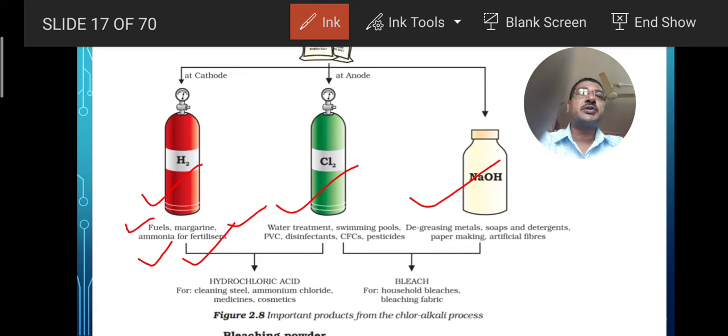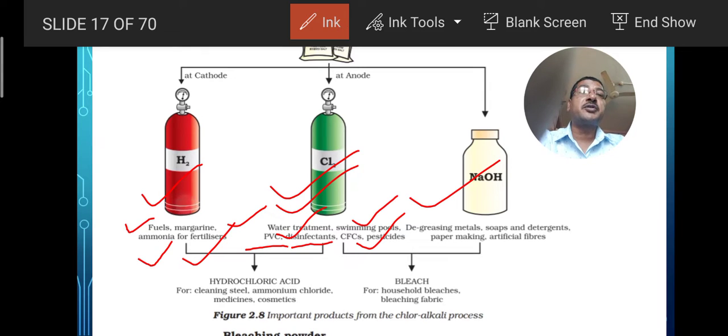Another is the uses of chlorine gas. It is used in water treatment, in swimming pools, and in the manufacturing of PVC, which is known as polyvinyl chloride. It is used as a disinfectant in various places. It is used to produce CFCs. It is also used in the manufacturing of pesticides.